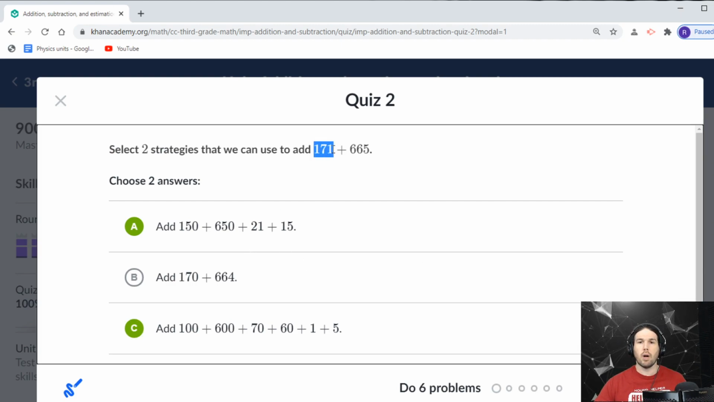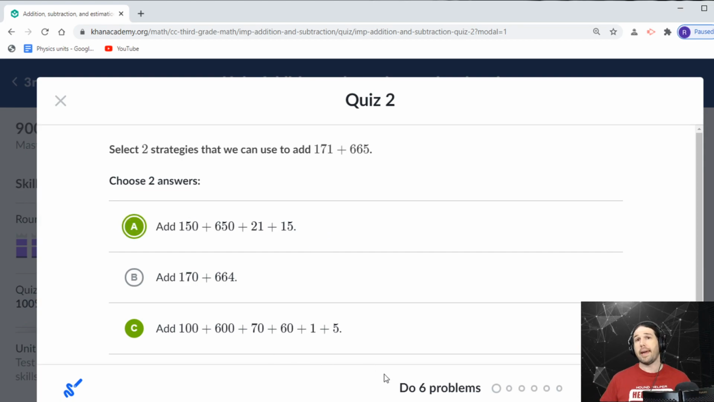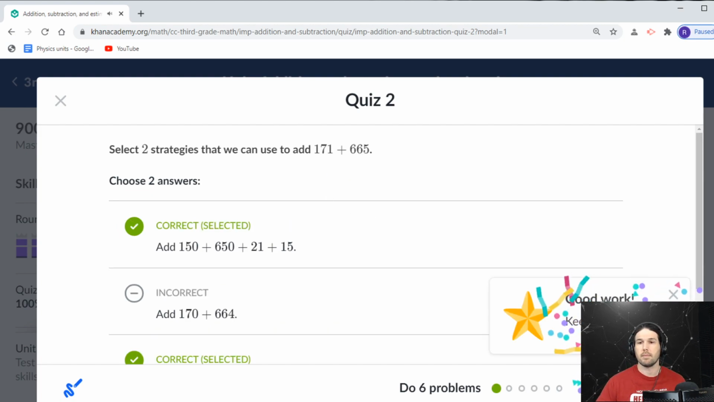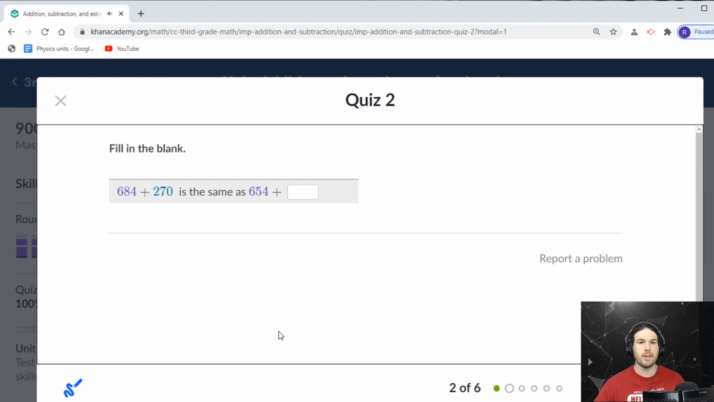So 171 is indeed 150 plus 21. And then 665 is, yes, 650 plus 15. So this is an absolutely valid way of breaking apart this addition to make it more palatable or easier, whatever you need. Same deal down here. They just broke it up by place. 100 and 600, 70 and 60, 1 and 5. Very nice.